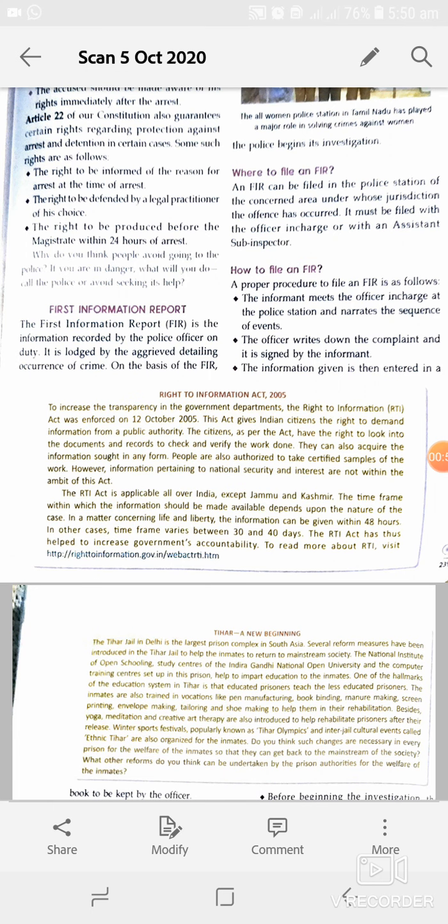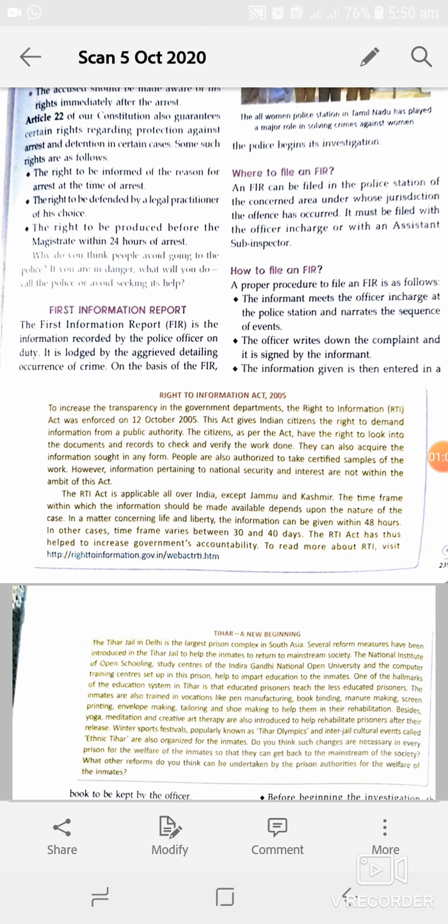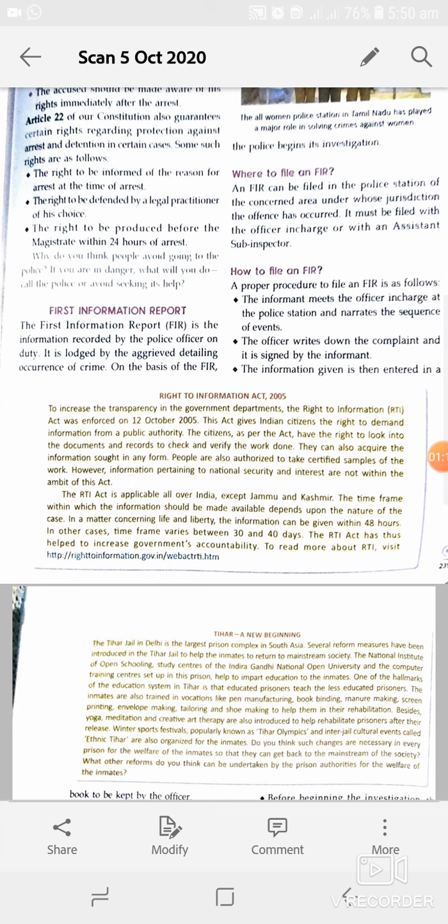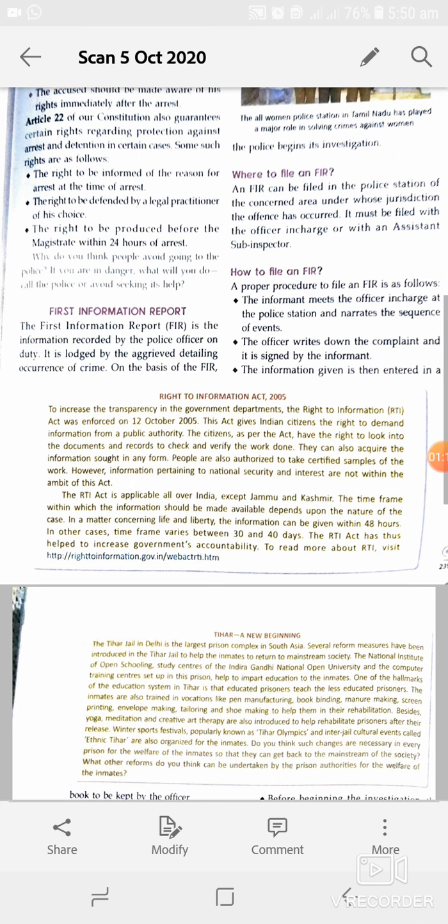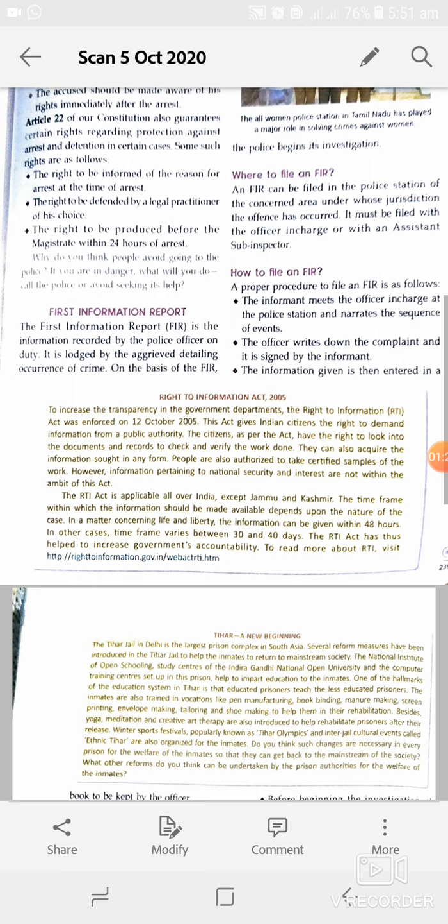Where can we file the FIR? FIR can be filed at the police station of the concerned area, under whose jurisdiction the offence has occurred. So FIR must be recorded by the officer in charge or the assistant sub-inspector of the police station.